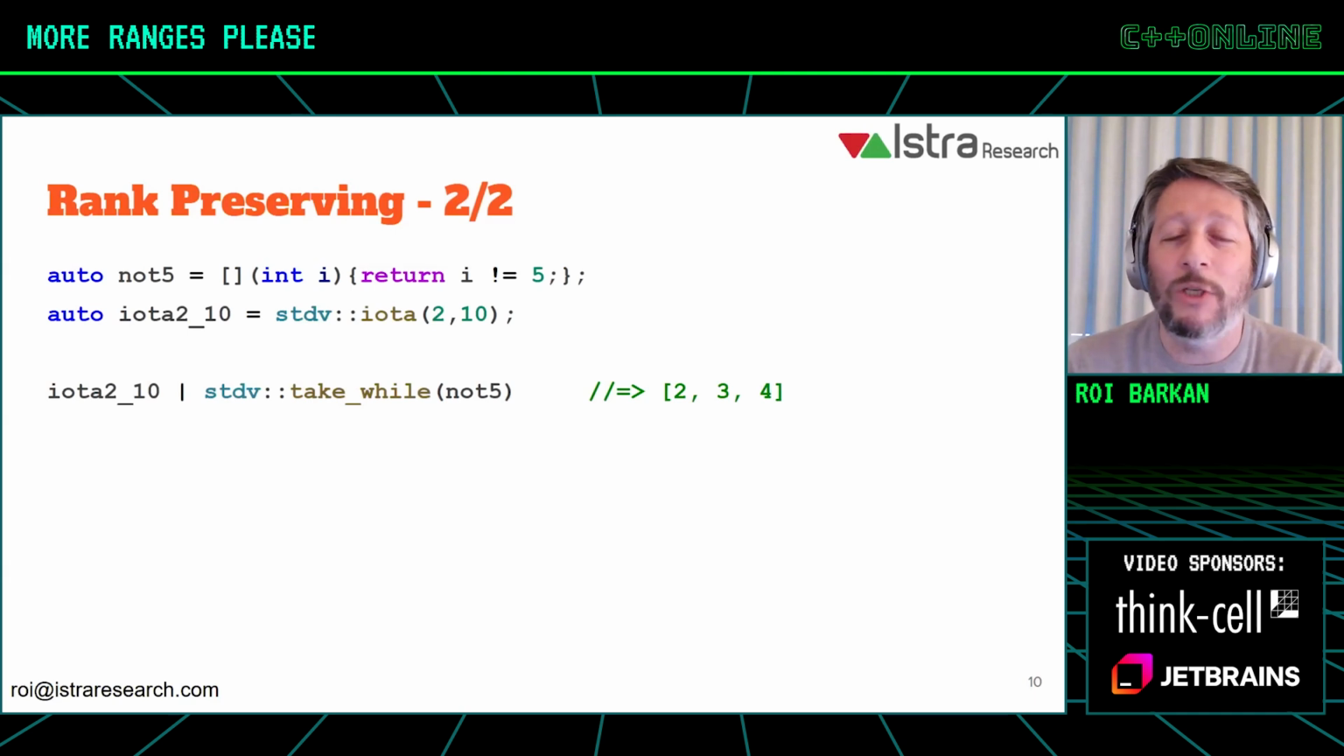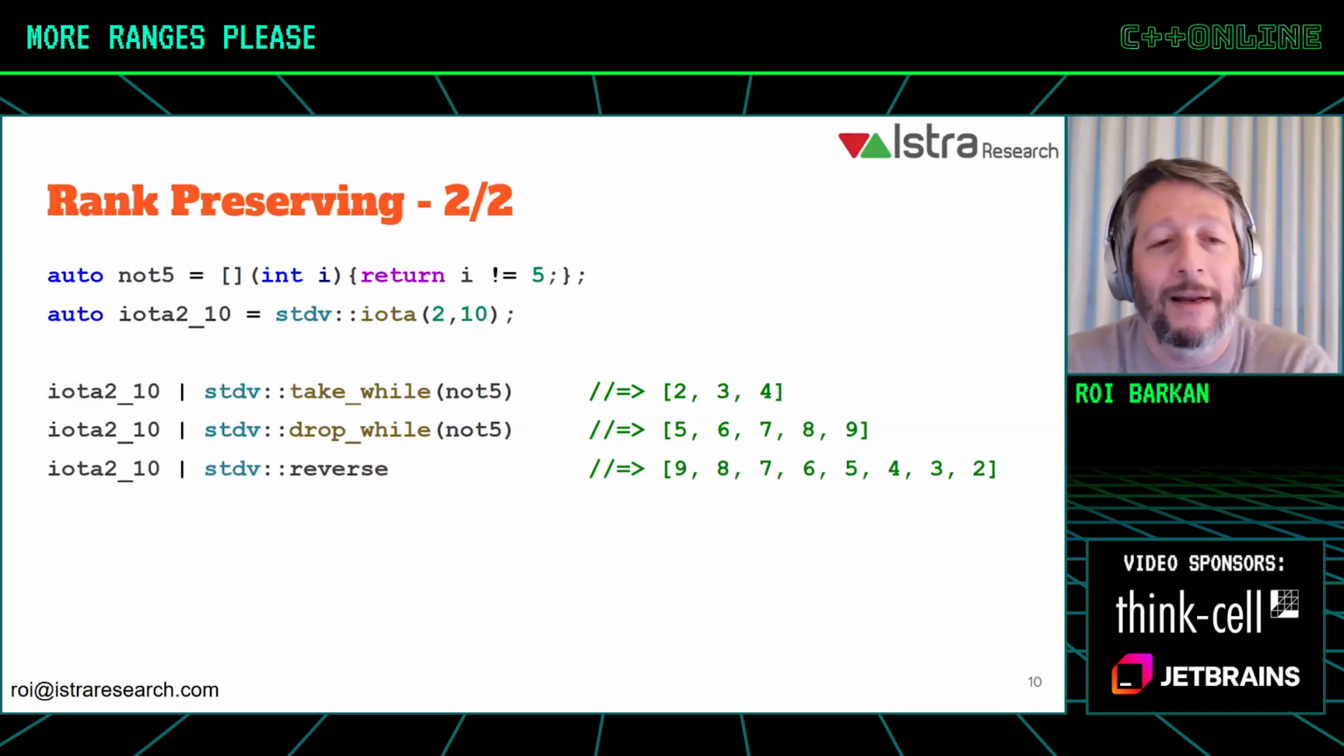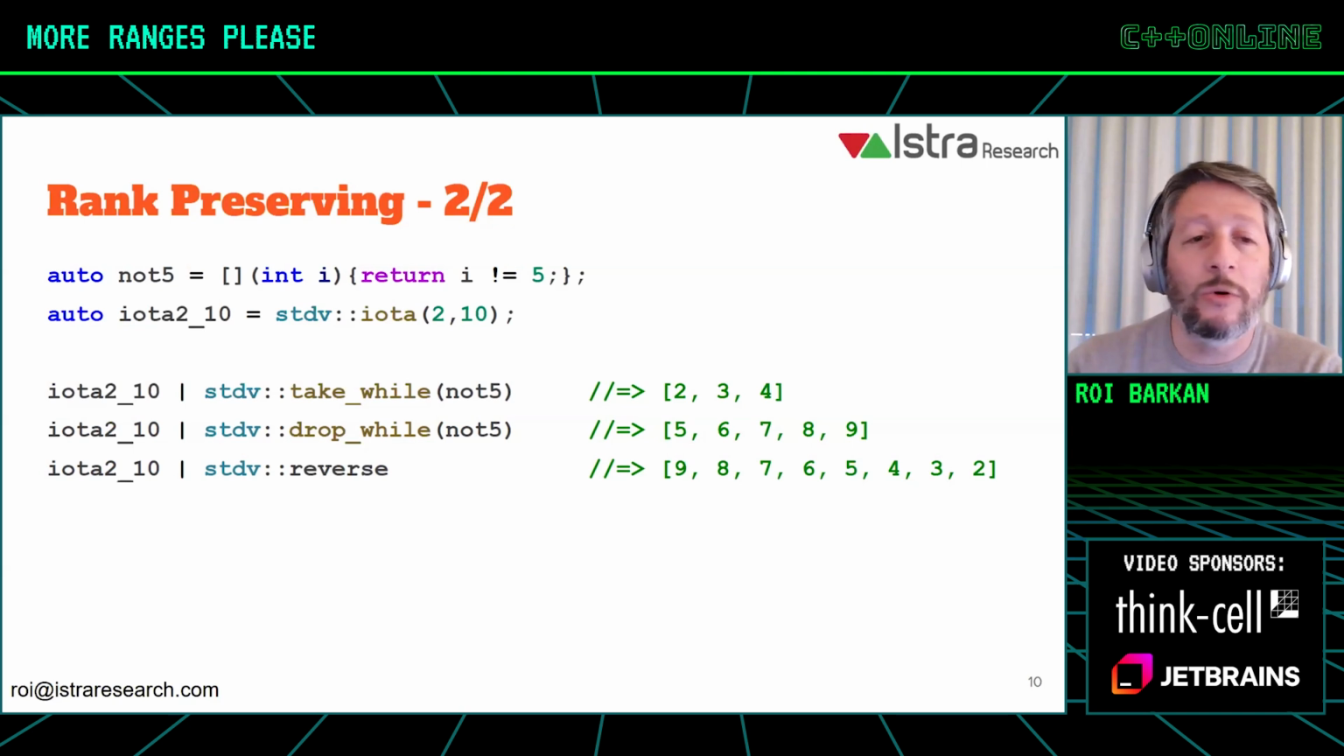We have take while, which is very similar to take, but it works with a predicate. So it's sort of like a combination of take and the filter thing. It basically just takes the prefix of whatever range we give it until we get something where the predicate returns false. Drop while, very, very similar, just gives us the tail. And then there's the reverse adapter, which can get any range that's, I think, bidirectional as its input, and it can just reverse it, which is cool.